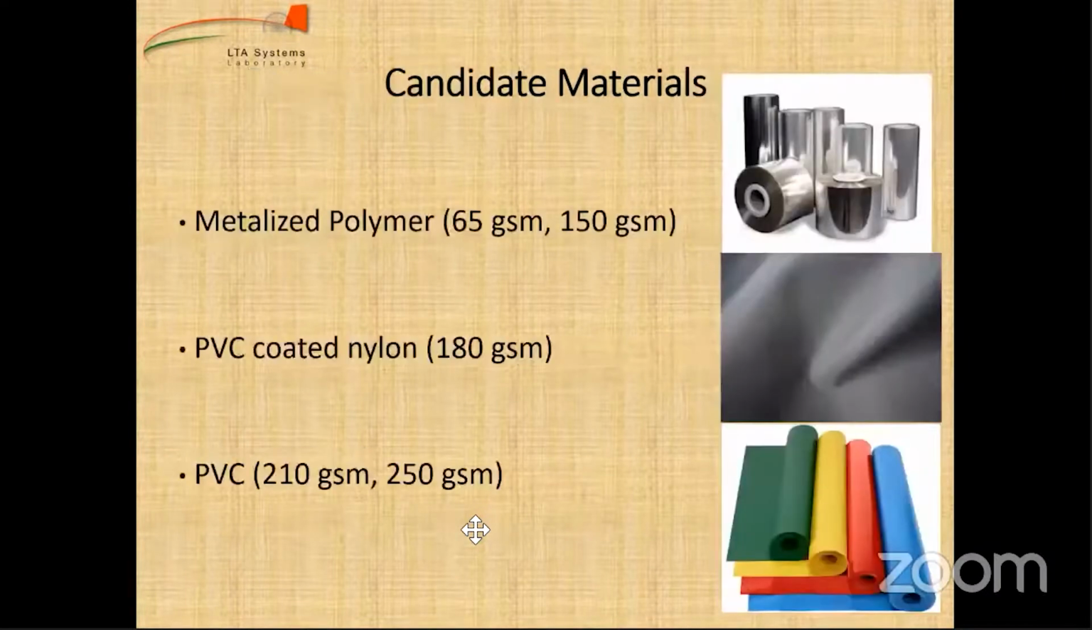There are many materials generally used for making airships or LTA systems. What you see on the screen are the most suitable materials that we use in our lab for making indoor airships. The first one is metallized polymer. Its GSM is 65, or it's available in 150 GSM. Then we have PVC coated nylon. Then we have PVC at different GSMs. These are the most used materials in our laboratory for making indoor airships.